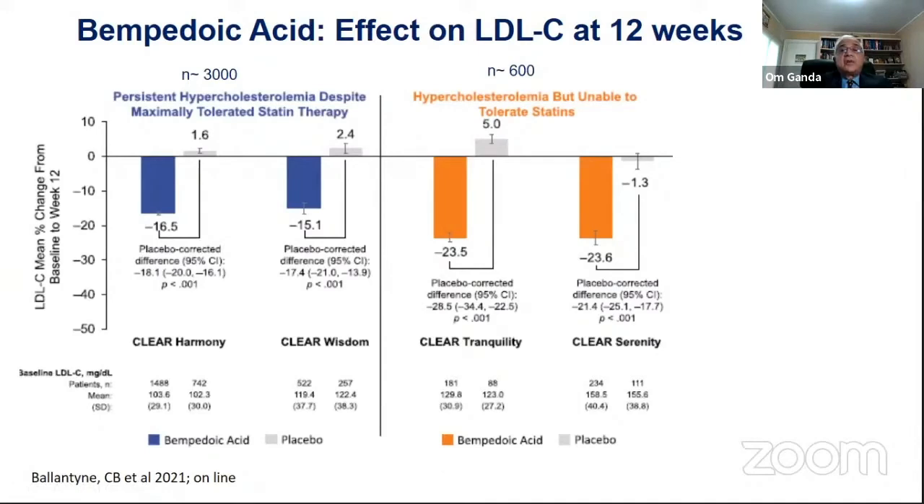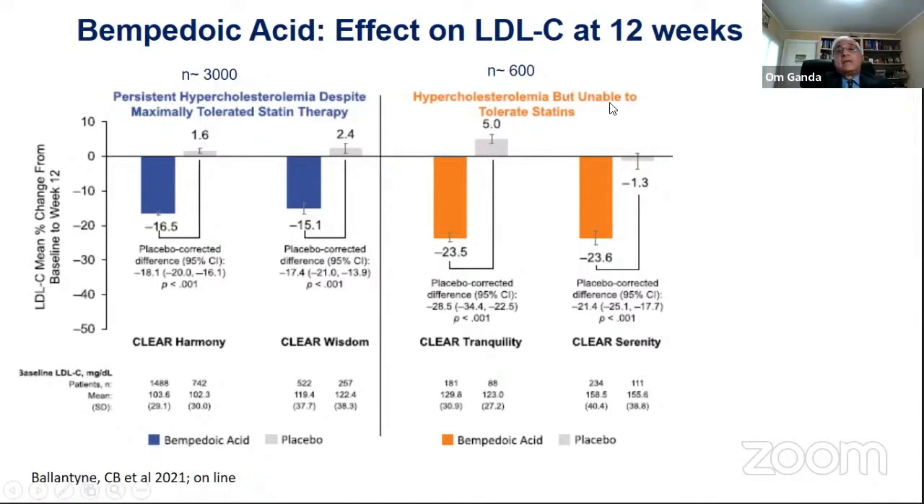Now, again, there are many trials. These are all efficacy trials at this point. And I'll show you just four trials recently published together. In two of these trials, people had persistent hypercholesterolemia despite maximally tolerated statin therapy, one pill a day. And you can see the LDL went down 16-17% beyond statin-induced reduction. Same thing with the second trial.